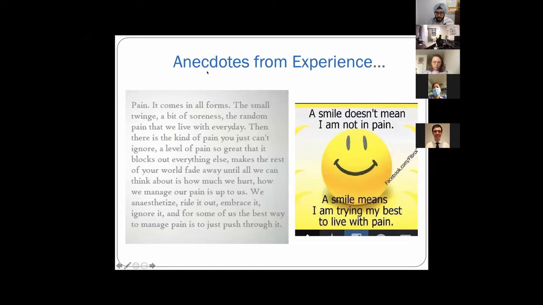And in this anecdotal slide, it says here, a smile doesn't mean that they're not in pain. A smile means that oftentimes people with chronic pain try to live their lives best with the pain that they have.